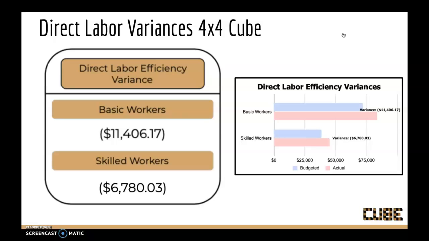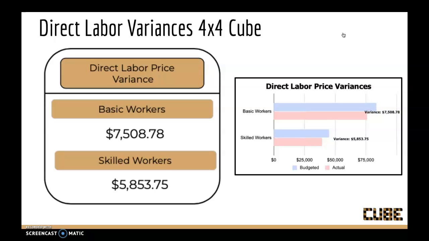For the 4x4 cube, our direct labor efficiency variance had an unfavorable variance for basic workers of $11,406.17 and an unfavorable variance of $6,780.03 for skilled workers. This creates an unfavorable variance for the 4x4 cube of $18,186.20.